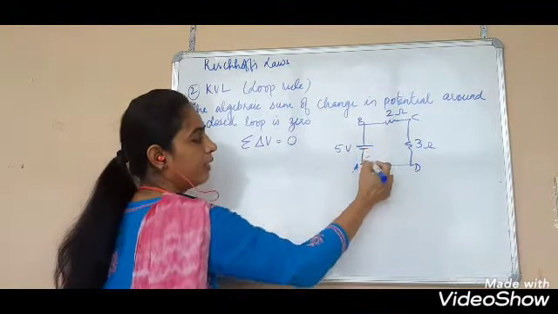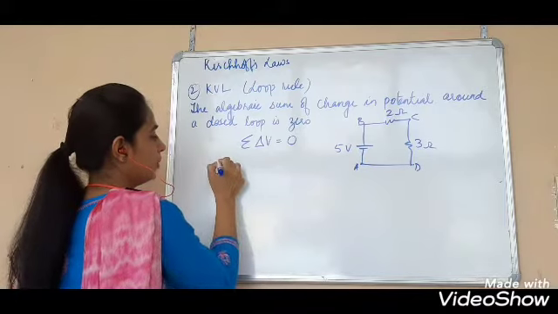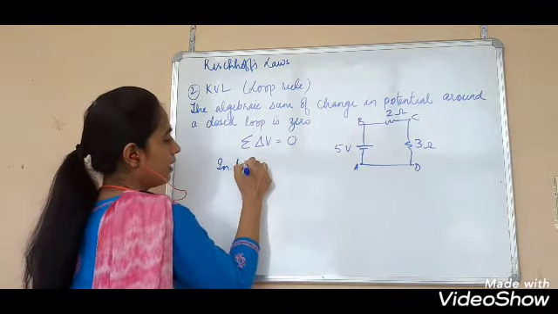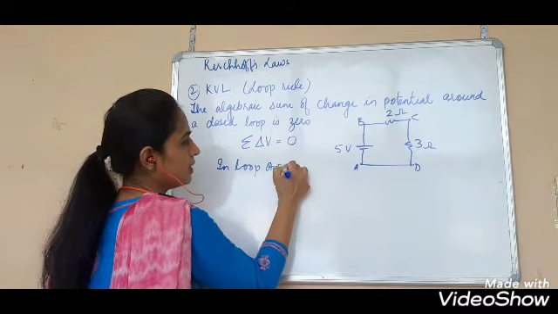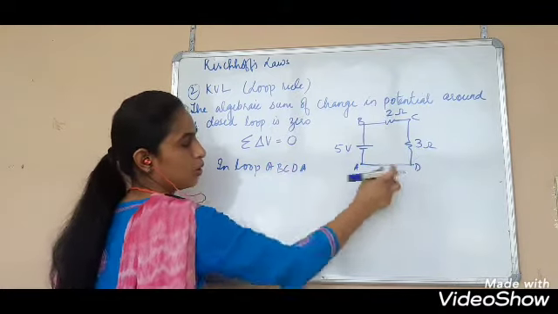For example, I choose the loop A, B, C, D, A. This becomes a closed loop.